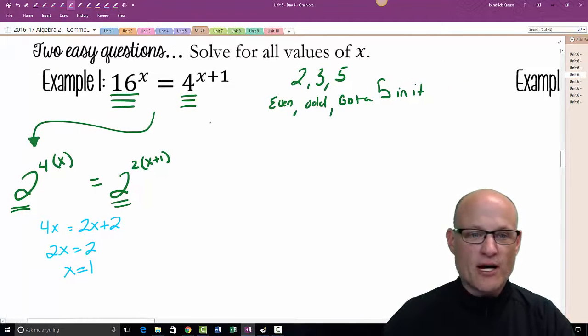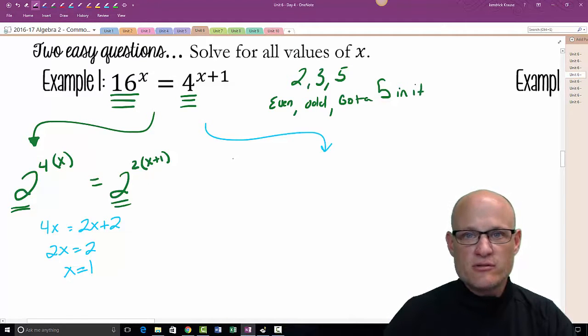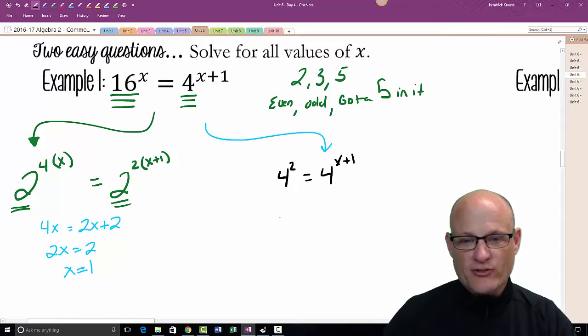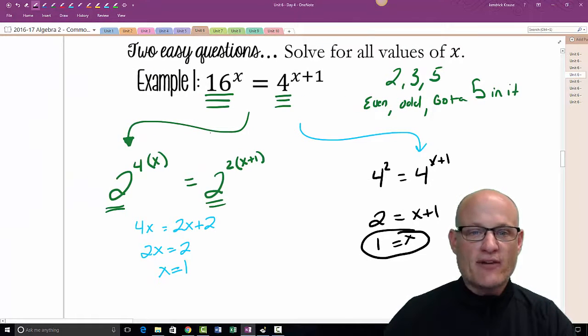Another way to do the problem is I can change these both to be 4. So for example, 16 is 4 squared is equal to 4 to the x plus 1. Okay, that works. Now the bases are the same. I set the exponents equal: 2 is equal to x plus 1. Subtract 1, I get 1 is equal to x. It was faster, but that only works when you have a multiple of 2.